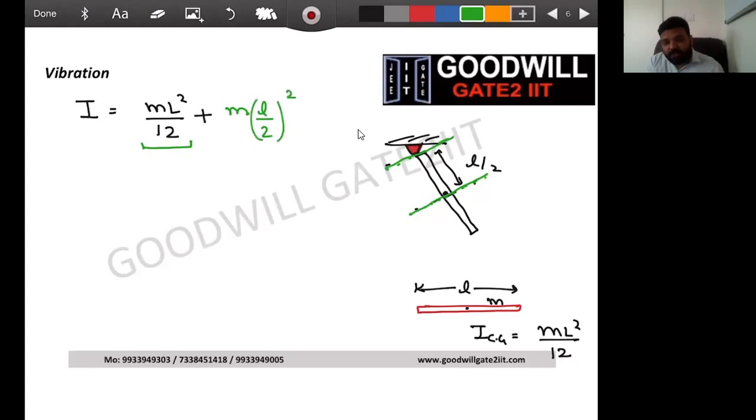I'll explain this in general form in 5 minutes. Give me just 5 minutes. If you solve this, you will get ml square by 3. So for the same rod, if you want to calculate inertia about this hinge point, the side point, the inertia will be ml square by 3. You can remember this, or we can quickly derive this.